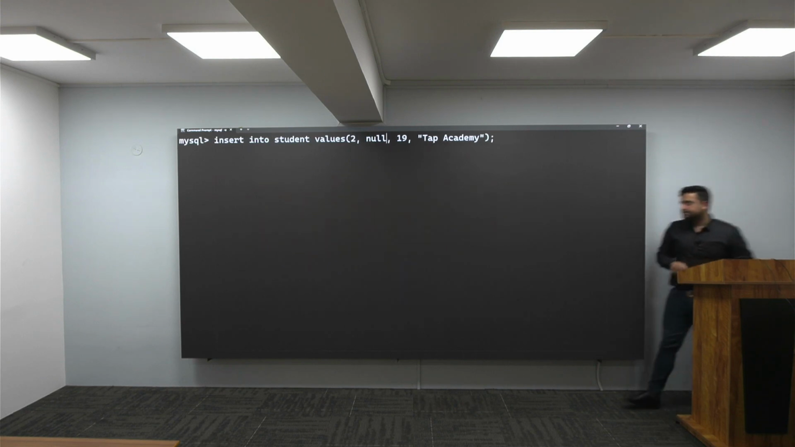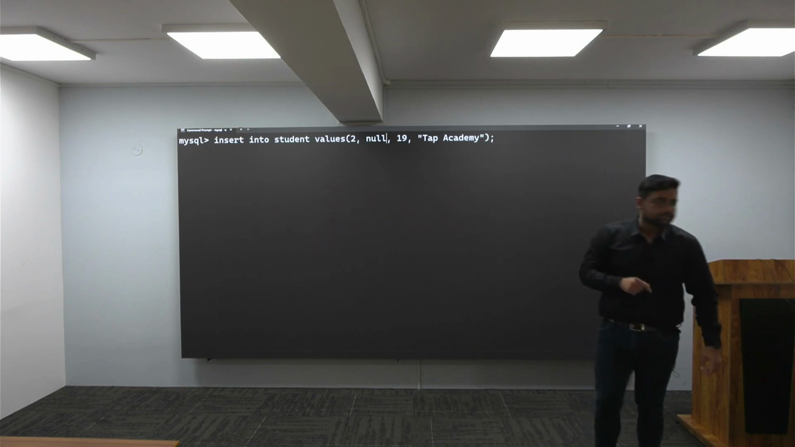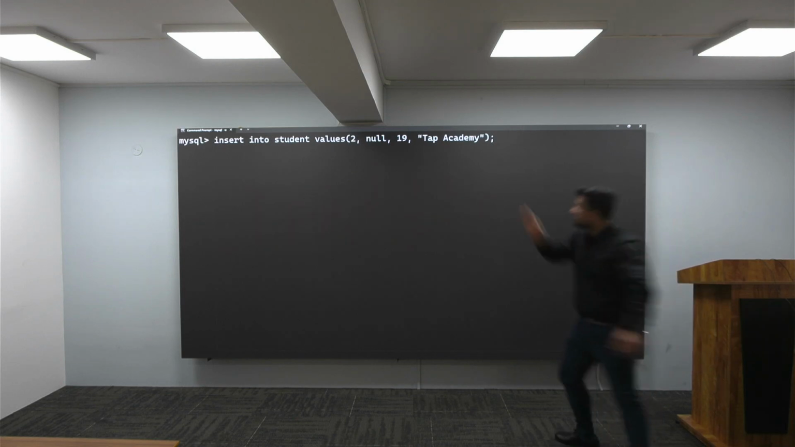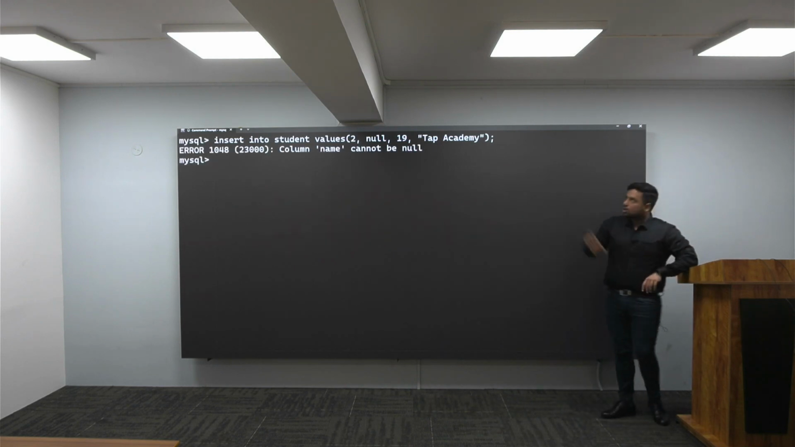Is this correct data? Where is it restricting us? In which column? Name column. For the name column, which constraint have we used? Not null. And what are we inserting? Null. This is not allowed over here. Column name cannot be null.